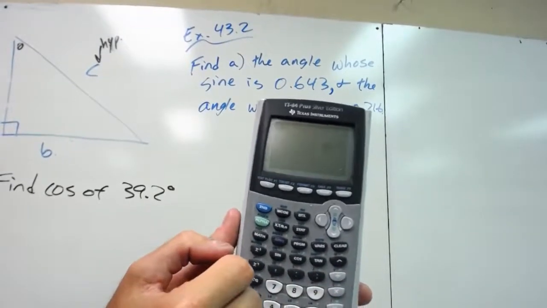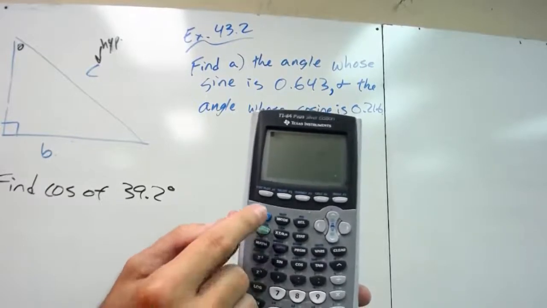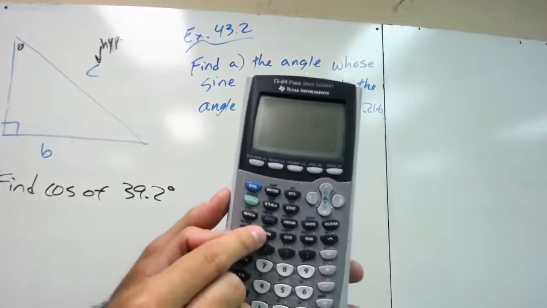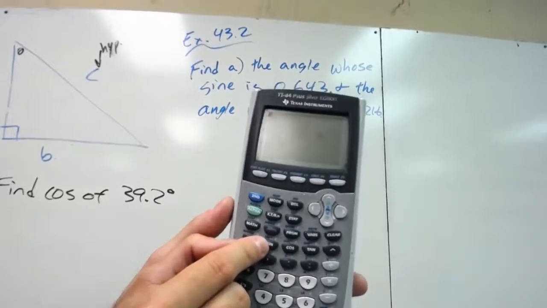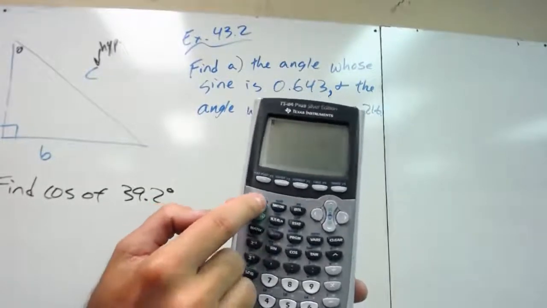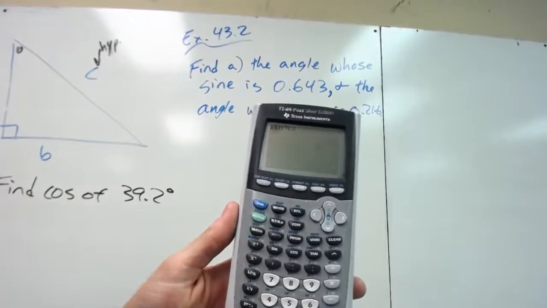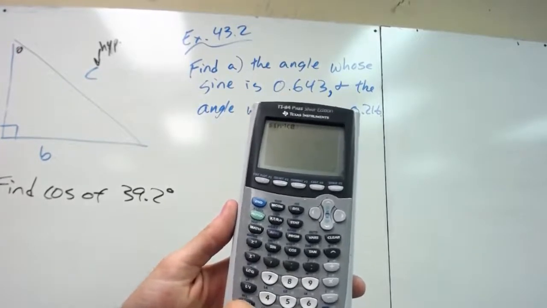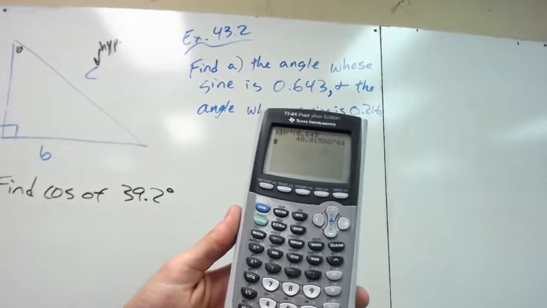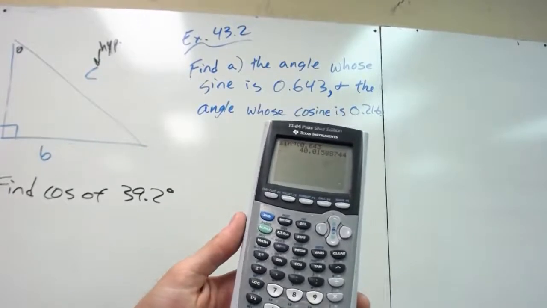Inverse of sine is the opposite. So what we would do is, notice this is the sine button. Right above it, if you can see it, there it says sine -1 in blue. So we want that. So we're going to type in second sine, and then the value that it gives us, 0.643, enter, and our angle would be 40 degrees. So that would be angle A.